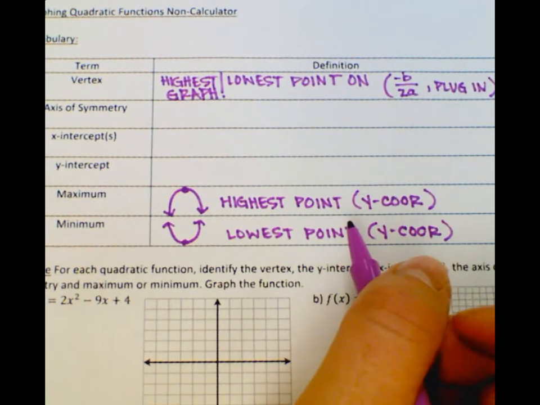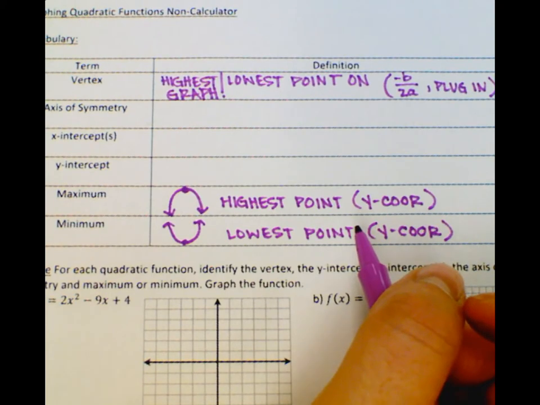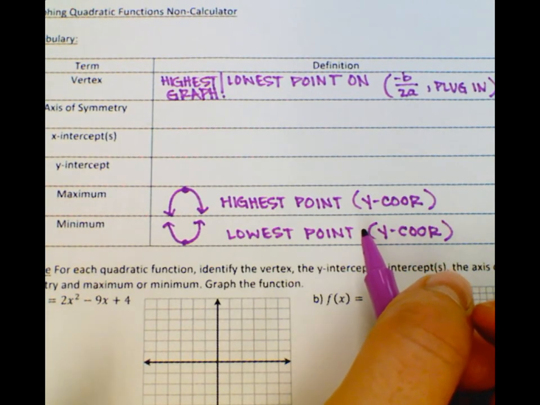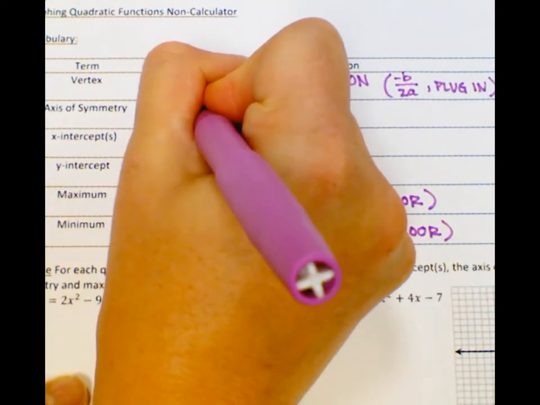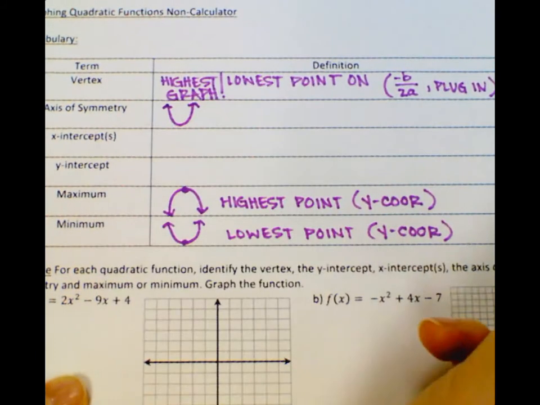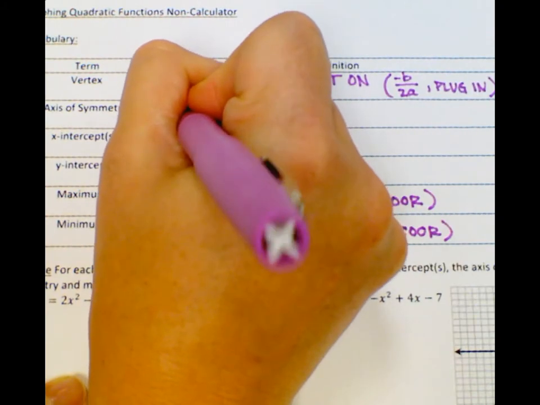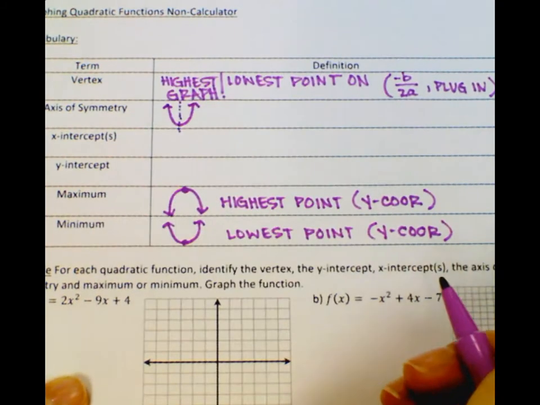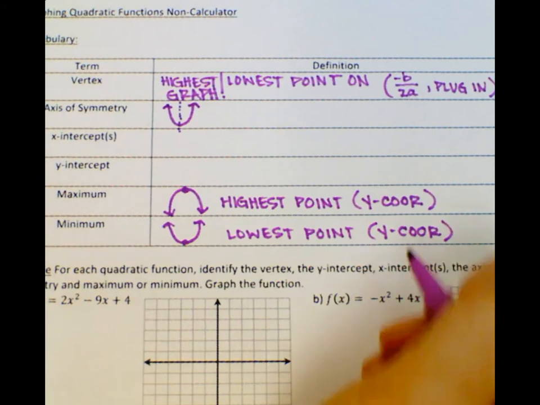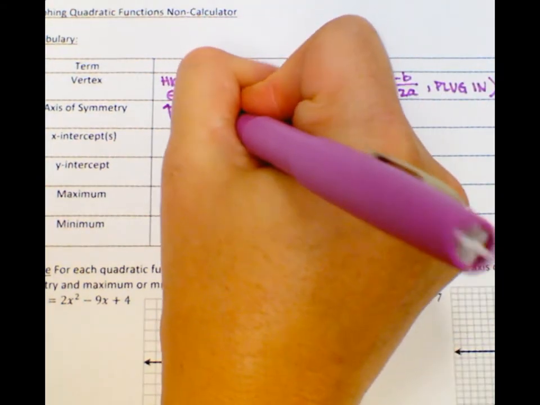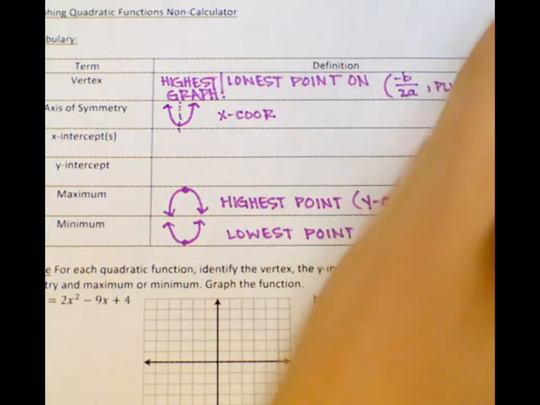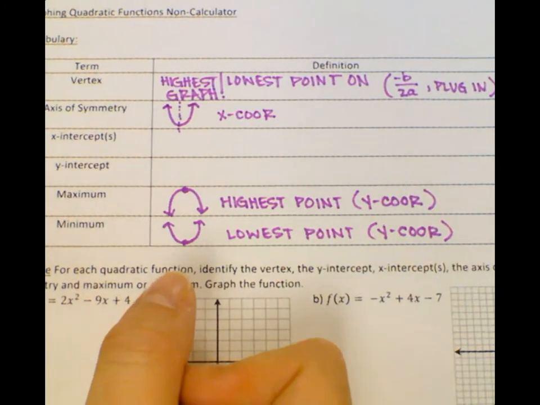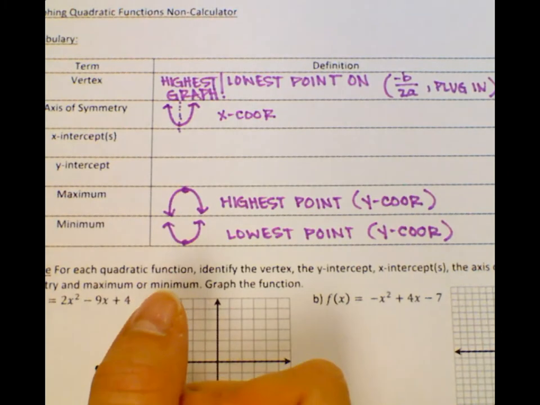Your axis of symmetry is where it cuts the parabola in half, okay? So if I drew a parabola, here's my parabola, and this right here is your axis of symmetry. It's the line that will cut that parabola in half, and it is the x-coordinate of, guess what, your vertex. So it's super important when you find that vertex, you kind of know things.